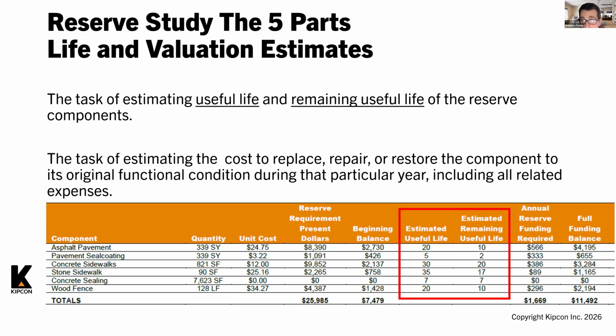Next, the life and valuation estimates. So the useful life and remaining useful life, useful life is basically saying when this component is new, it should be expected to last about this long. Now, it's not an exact science, of course. Using pavement as an example, sometimes your pavement may only last 15 years. Sometimes maybe it'll last 25 years. But on average, 20 years is kind of like the industry standard as far as how long asphalt pavement should last. And then the remaining life aspect of that is basically taking the condition into account that we just talked about and saying, okay, this is how long we think this component will last until it needs to be replaced next.